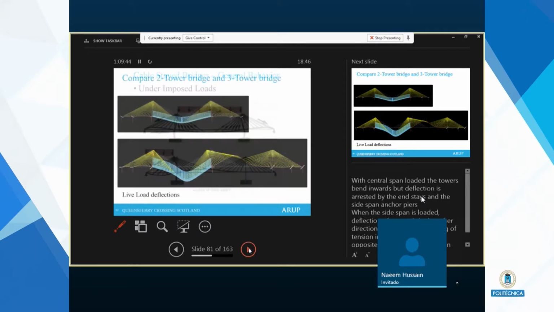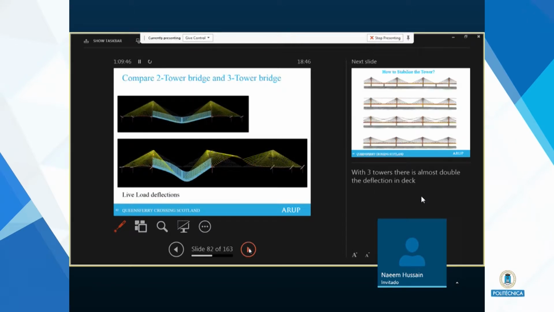But if you have a 3-tower cable stay bridge and you have a central tower, say of the same dimensions as the side tower, then you can see that there's a major difference in the deflection. So a 2-tower cable stay bridge, you get that kind of deflection. If you have a 3-tower cable stay bridge, this central tower does not have any anchors over here, so it gets a large deflection, and you get also then a large deflection in the deck.